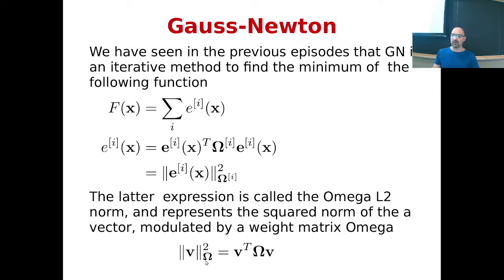The omega norm of a vector v is defined this way. Omega, this is the omega, is defined this way. Okay? It's like v transpose omega v. Clearly, if omega is the identity, the omega norm is nothing else than the squared L2 norm of the vector, because it will be v transpose times v. Similarly, what we do in the end in Gauss-Newton is minimize the omega norm, so the squared norm, of the sum of the error vectors.